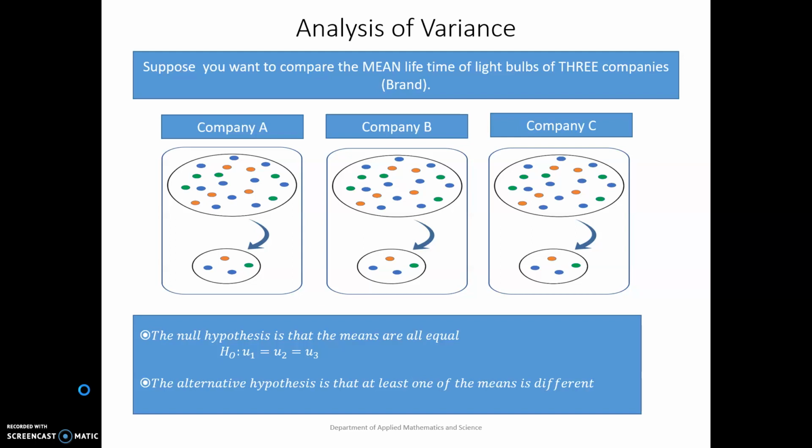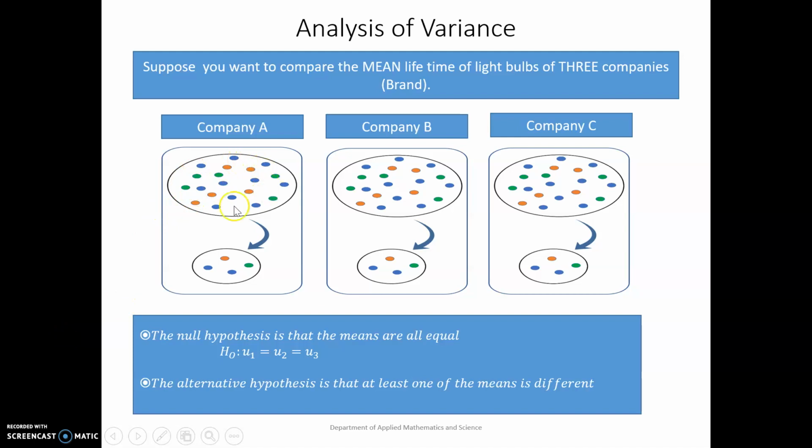So like previously, we talked about two different companies, company A and company B, and we want to compare the lifetime of light bulbs of two different companies. Now we have extended this into three companies. Suppose you want to compare the mean lifetime of light bulbs of three companies or three brands, company A, company B, company C. So you are asked to see whether there is a difference between the mean of these three companies or they are equal in their means.